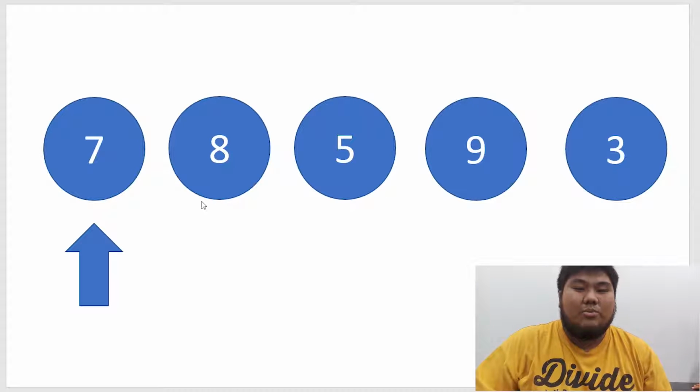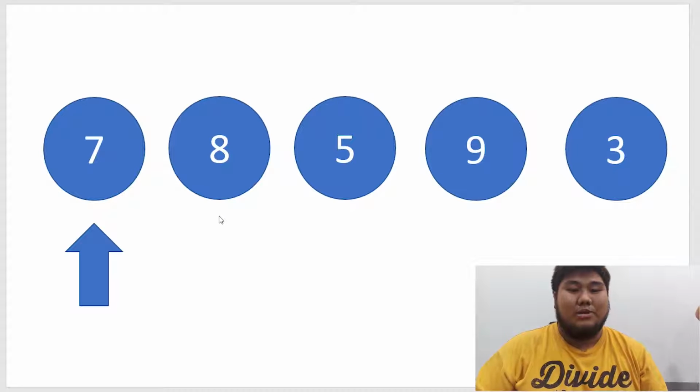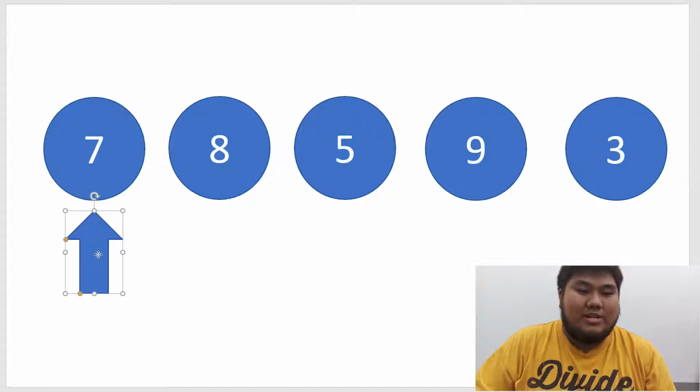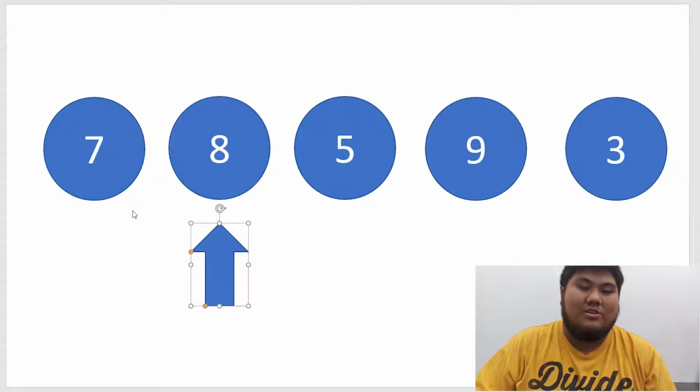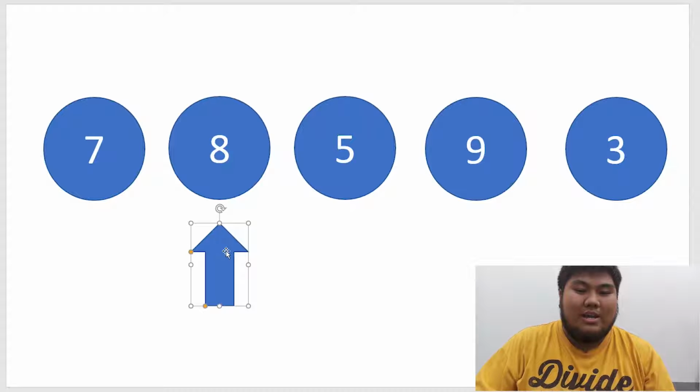The way selection sorting works is first you have to find the minimum value within the array of numbers. So we start from the left, like 7. Right now the minimum number is 7. Then we move to the next. Is 7 greater than 8? No, it's not. So for now 7 is still the minimum number, and so on and so forth.